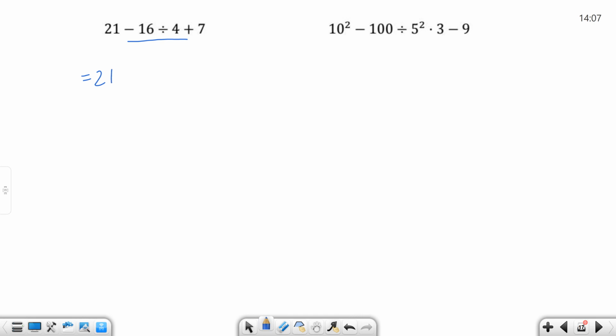So I already know I have a 21 and a plus 7. And then my next is negative 16 divided by positive 4. What's a negative divided by a positive? Negative. A negative divided by a positive is negative, so I'm going to write my negative sign. And what is 16 divided by 4? It is 4.